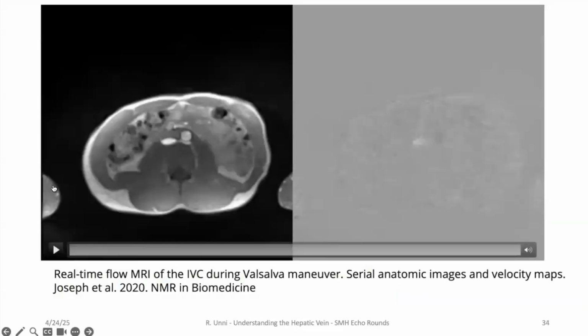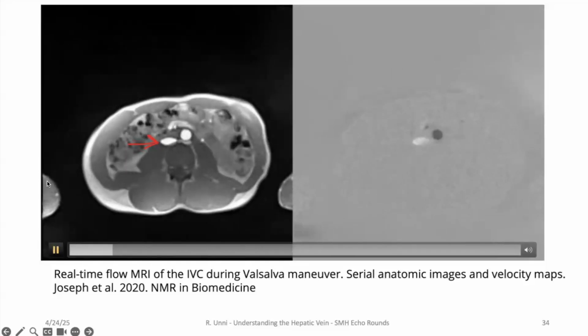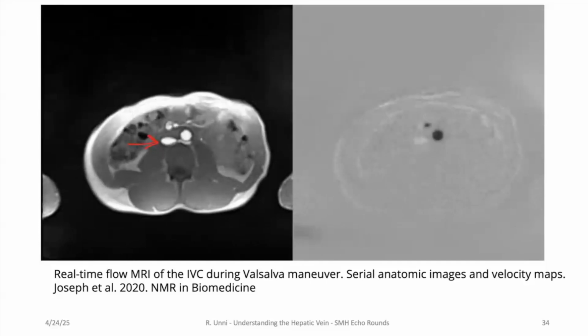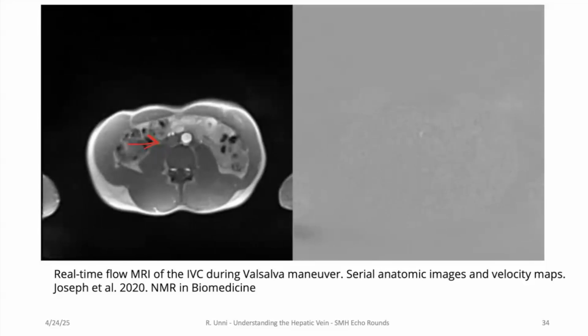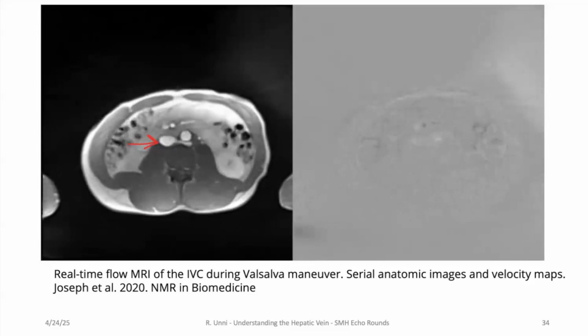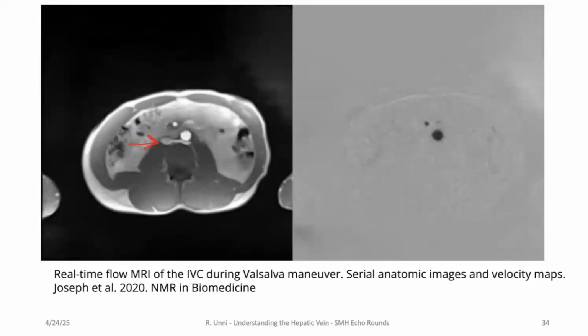And you can see this in this really nice real-time MRI. Here is your IVC. If I can figure out how to play this, you can see during Valsalva, it's not just your intrathoracic pressure, your intra-abdominal pressure goes up. Your IVC almost collapses, and so too do your hepatic veins. So that's kind of interesting, kind of the opposite of what we think with your neck veins.